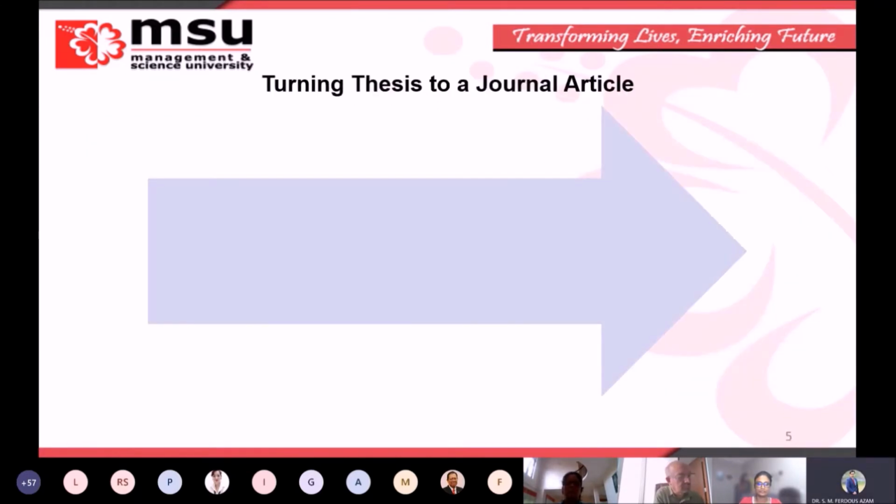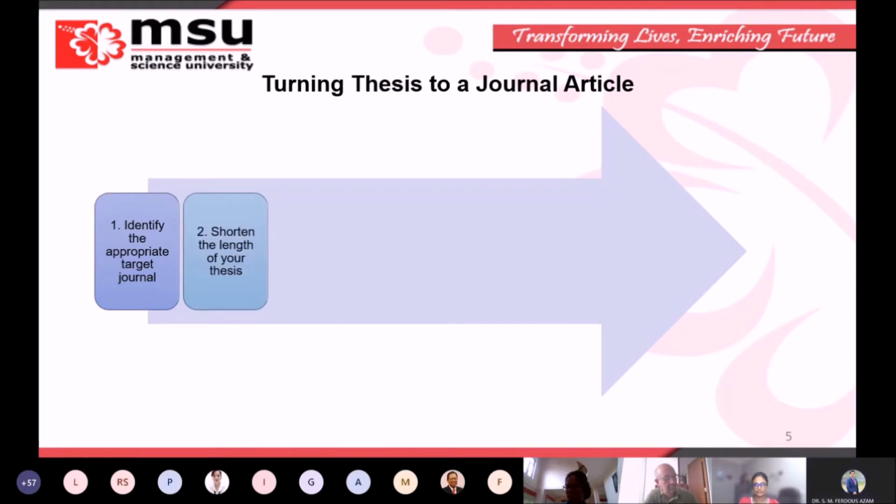Okay, now, turning a thesis into a journal article, we may discuss several things here. First of all, we have to identify the appropriate target journal. There are many cases where it happens: failing to target an appropriate journal, they may give you a desk rejection. So it is very important for us to identify which journal will be appropriate for our manuscript.